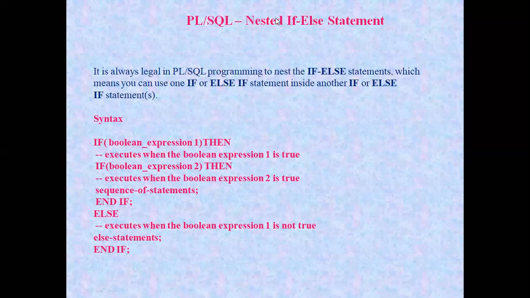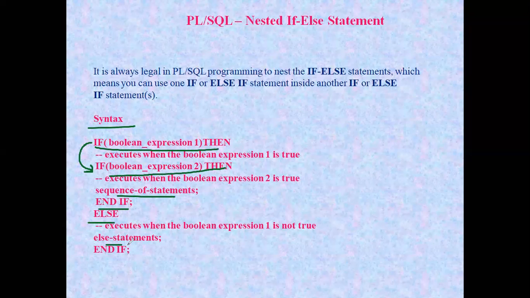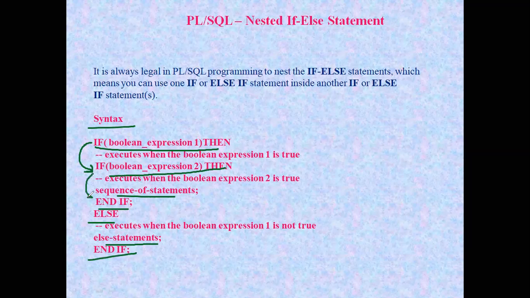Now the last one is nested if else. Whenever we use an if then else, and inside a single if then, we use another if then, we call it nested if then. So the syntax is: if boolean expression 1 then, and inside the if we have specified another if. This is the nested if: if boolean expression 2 then a sequence of statements. Then you will specify an else, and in the else you will specify an end if. This is the first end if, right? Since you have used if two times, you will specify end if two times. So this is the syntax of nested if.